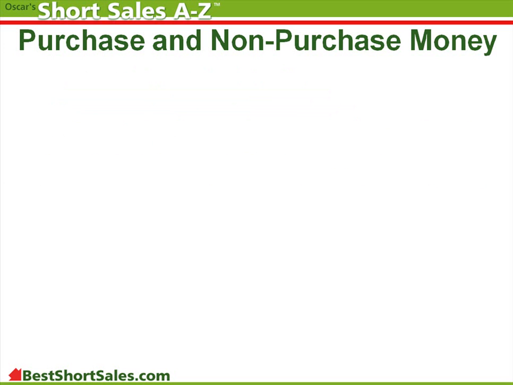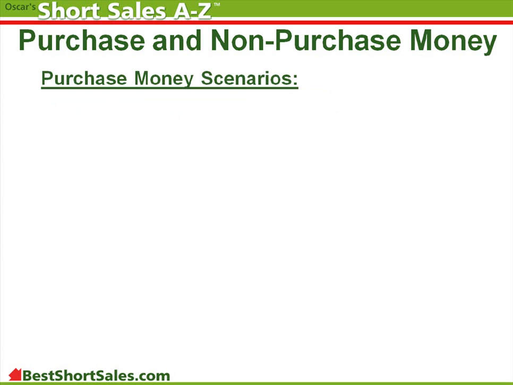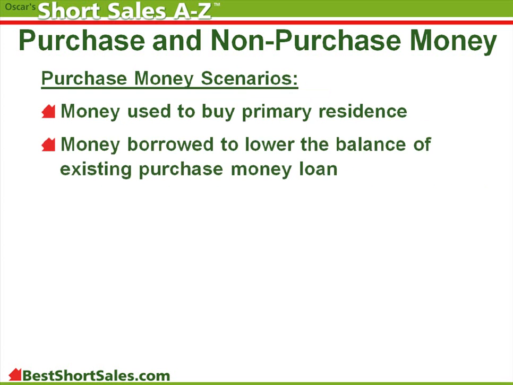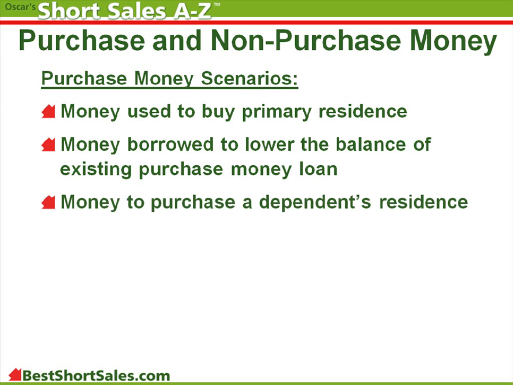Purchase money scenarios. These scenarios illustrate the concept well. Money used to buy a primary residence. Money borrowed to lower the balance of an existing purchase money loan. For example, I borrowed $20,000 to lower my original mortgage from $80,000 to $60,000. In most states, that is considered purchase money. Money used to purchase a dependent's primary residence. For example, I borrow money to purchase a home for my elderly and dependent mother in which to live. In most states, this is considered purchase money.